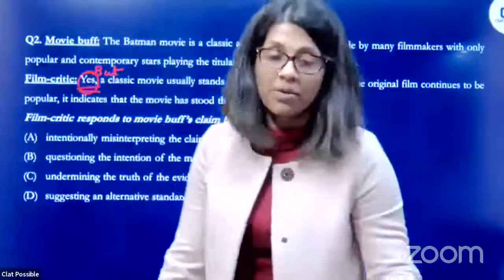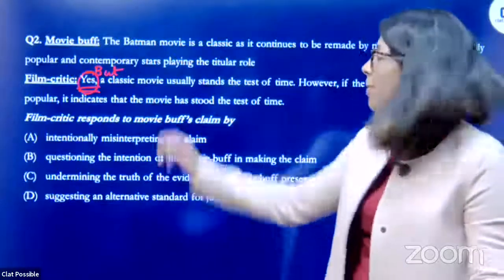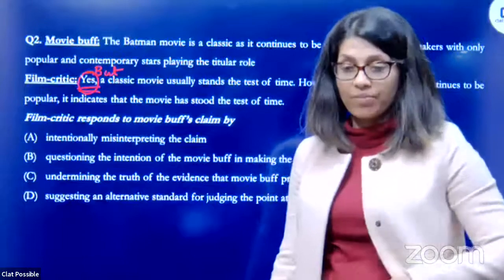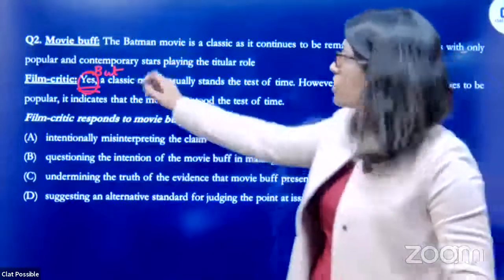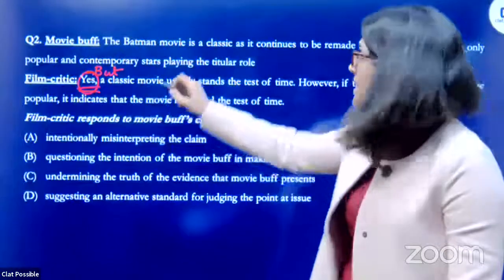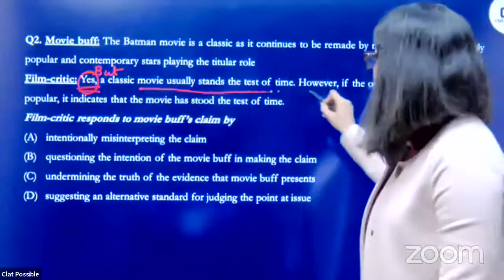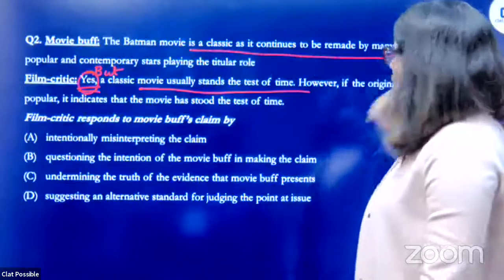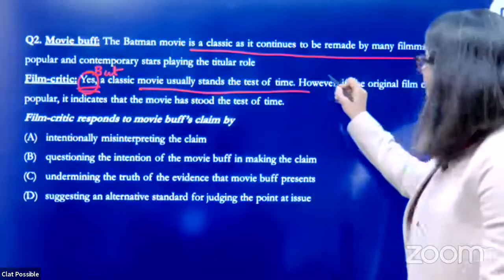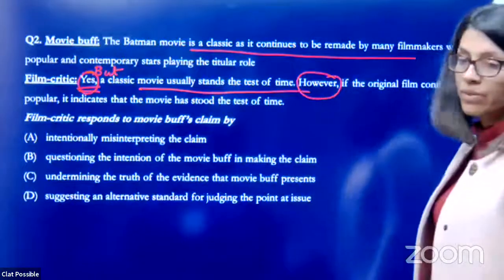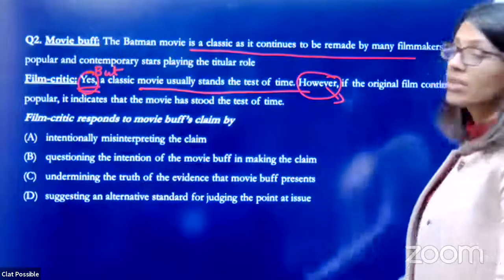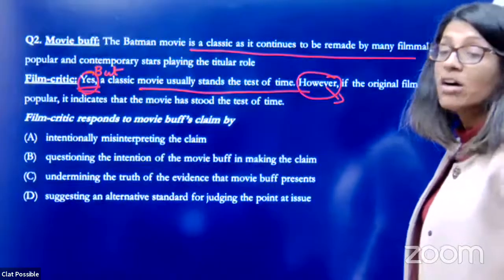In 90% of cases, there is a disagreement, so instead of yes, but is written. So but shows disagreement. Yes shows an agreement. That means they are principally agreeing that classic movies are standing the test of time. Now see, the disagreement comes here. This part is for the premise. So the disagreement comes mostly in the reason.